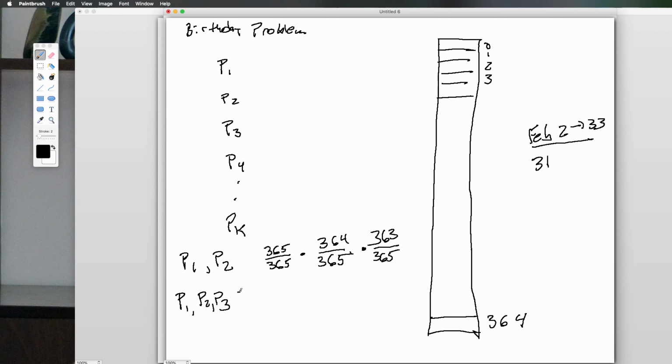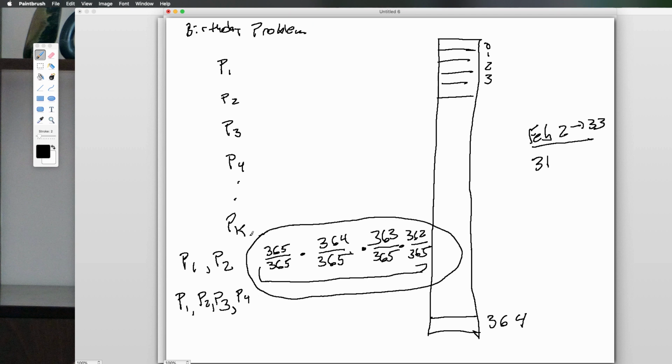And if I had four people, then the probability is going to be this times 362 over 365. So remember, this is giving us the probability that four people have different birthdays throughout the year. So here's the interesting question: how many people do I need to have before this number gets less than a half? And the answer is somewhere around 23 people, which is really a very surprising result.